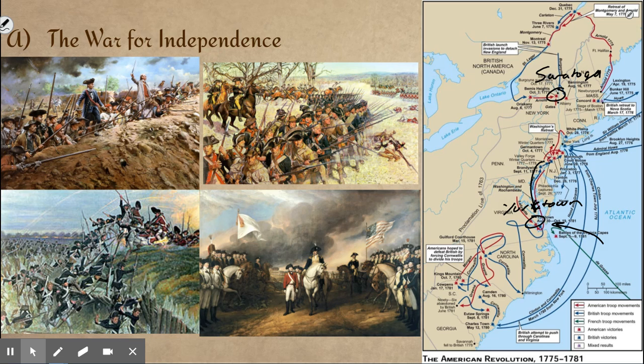After these two defeats, the British decided that it was not worth continuing to fight, and they decided to recognize American independence, and just like that, the United States was now its own independent country.